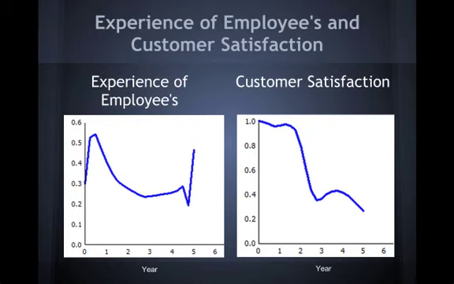The experience of employees stays relatively the same until years 4 and 5 when employee turnover skyrockets, previously shown on the employee retention graph. As the company begins to tank, experienced employees decide to leave. The graph on the right shows customer satisfaction. The y-axis represents fraction of customers satisfied, 1 being 100% satisfaction.